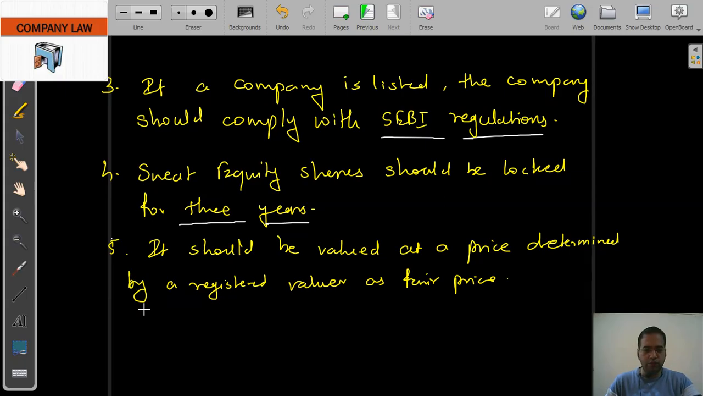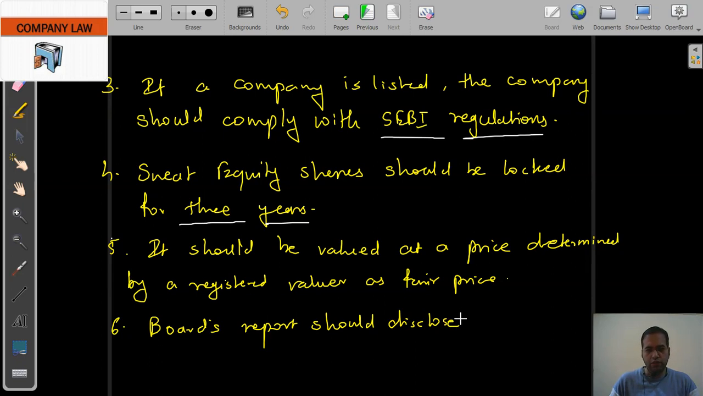Then, after issuance of the sweat equity shares, the board's report should disclose the details of sweat equity shares.